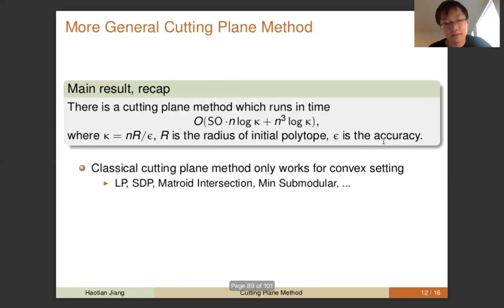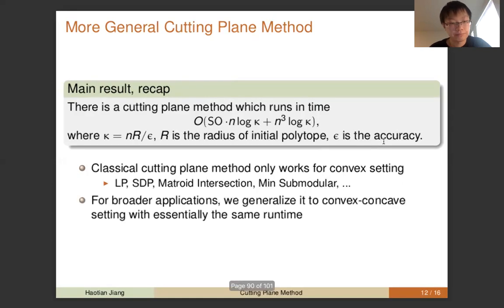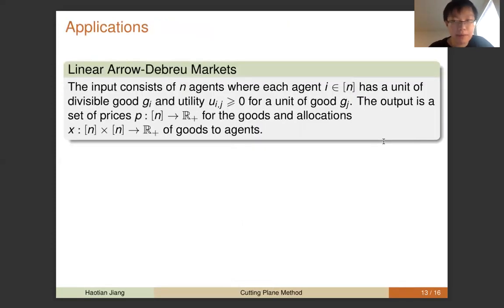So classically, the cutting plane method only works for a convex setting, for example, linear programming, semi-definite programming, matroid intersection, etc. But for broader applications, especially for applications in computing market equilibrium, we generalize the result to the convex-concave game setting, where we want to find an epsilon approximate saddle point, and we achieve essentially the same runtime. So now let's introduce a few applications.